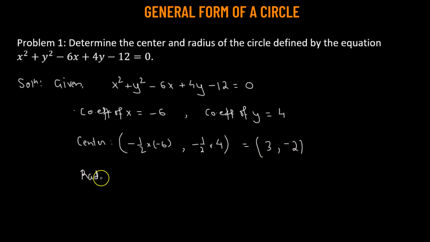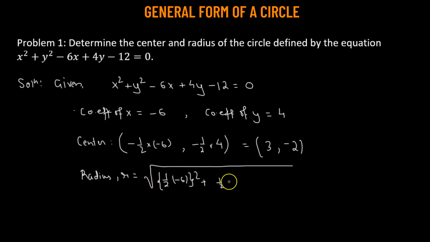And let's also find out the radius. So our radius is going to be the square root. Within the square root we have to take half of the coefficient of x, that's negative 6, whatever value comes, we'll have to square it and then add it to half times the coefficient of y, that's 4. We'll again have to square this value as well, and from it we're going to subtract the value of the constant. The constant is negative 12 here.